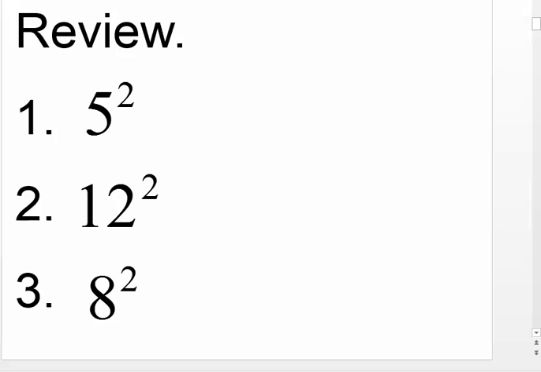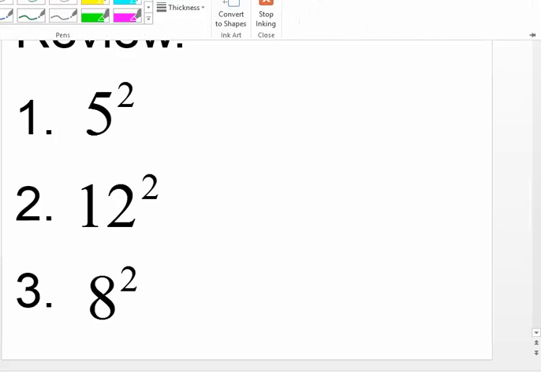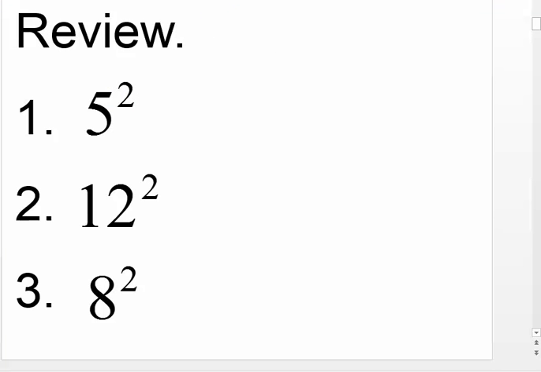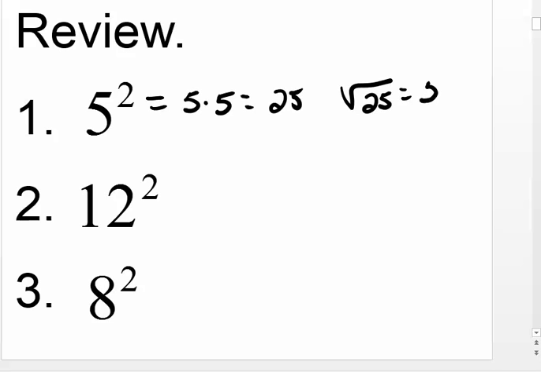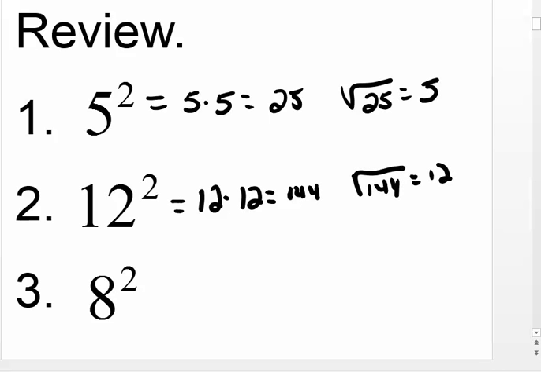This video will consist of squares and square roots. We will begin by looking at some quick review. Remember, 5 squared means 5 times 5 is 25, or we could say the square root of 25 is equal to 5. 12 squared means 12 times 12 is 144, or the square root of 144 is 12.